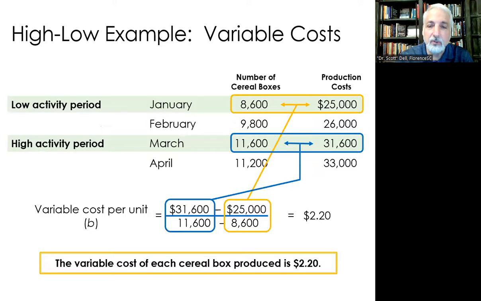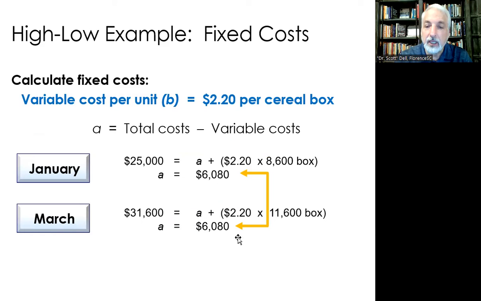So if we go back here, we see we produced 8,600. We multiply that 8,600 by the 220, and that's the variable cost. And for March, we multiply that 11,600 by the 220. And we're going to come up with the amount per box. And you see that, whoa, we have the fixed cost associated with that.